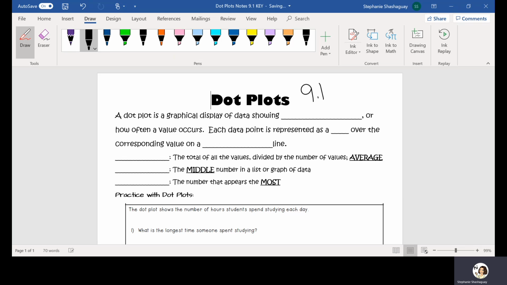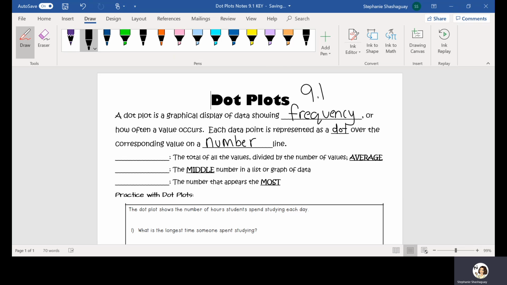Okay, so a dot plot is a graphical display of data showing frequency, or how often a value occurs. Each data point is represented as a dot over the corresponding value on a number line.